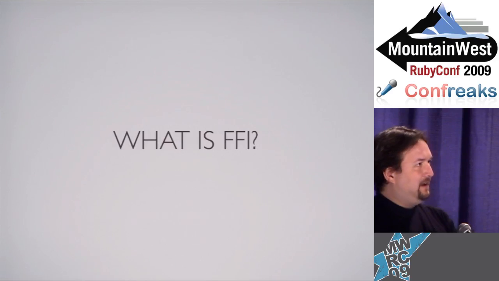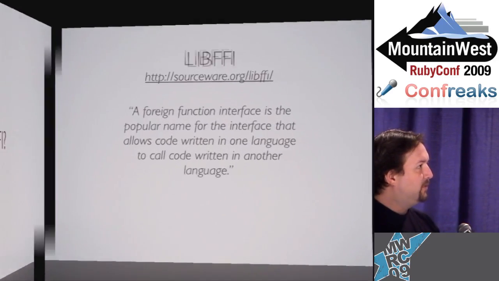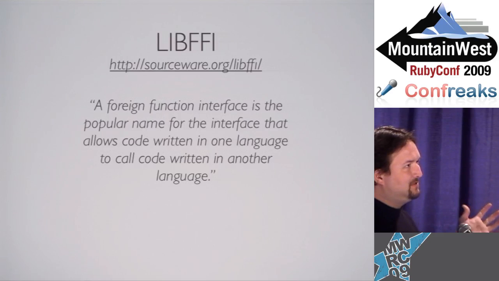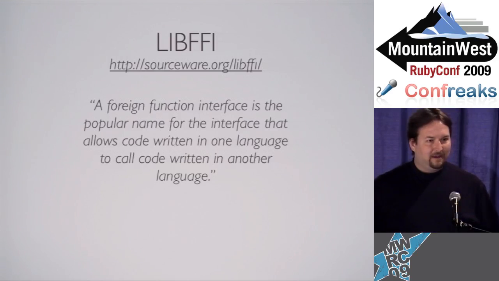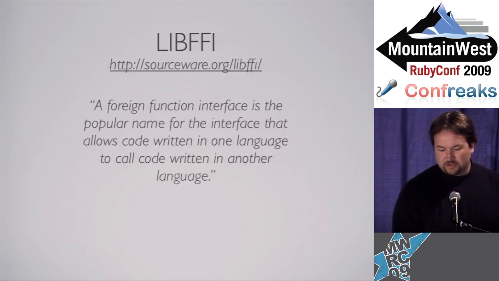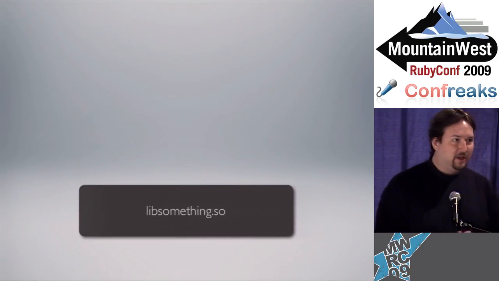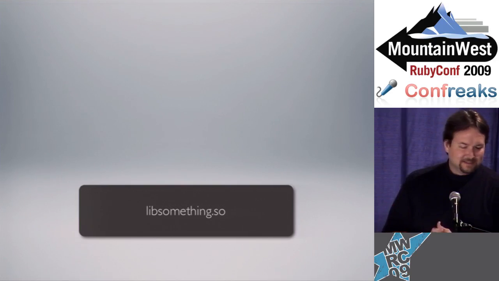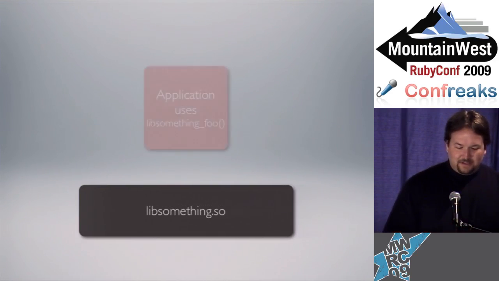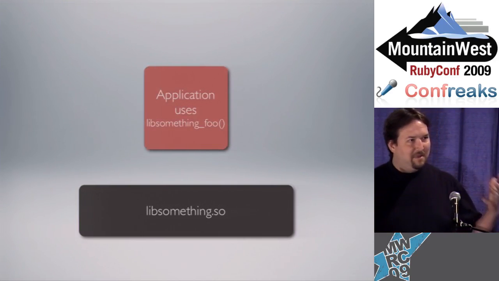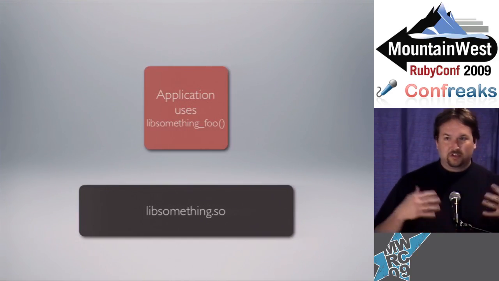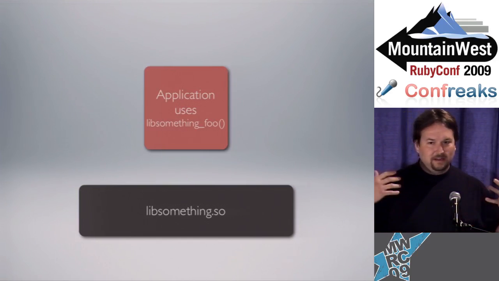So what is FFI? Well, FFI stands for Foreign Function Invocation. And it's a way for a program written in language A to talk to a program written in language B, and generally at runtime. So the general way that this works is you have, say, libsomething.so. Everybody got .so, or .dll, or .dylib if you're on a Mac. Most of us are. And you have some application that wants to call some function in libsomething, called libsomething.foo.